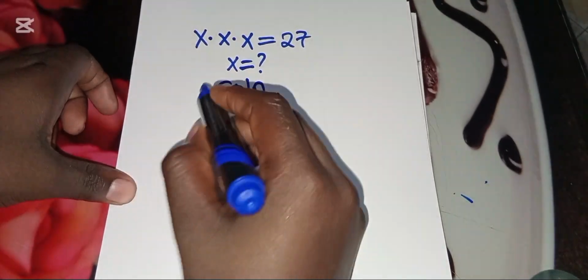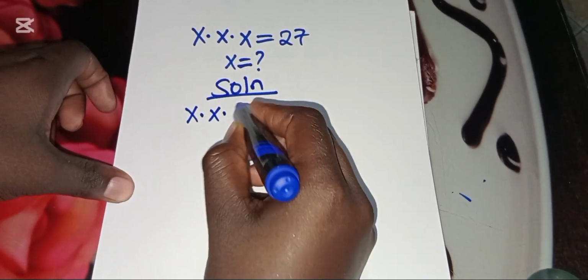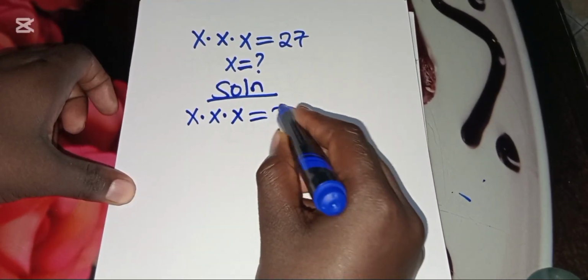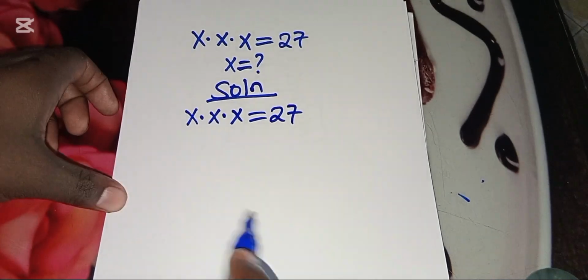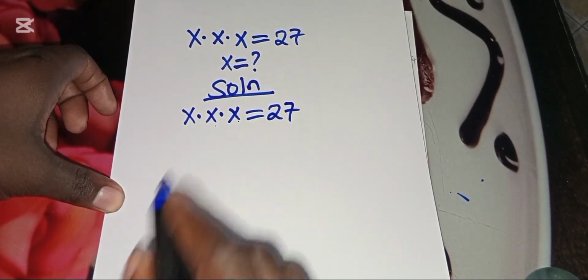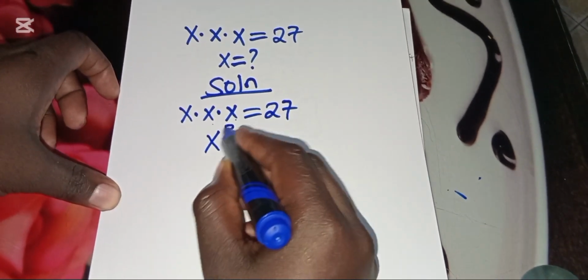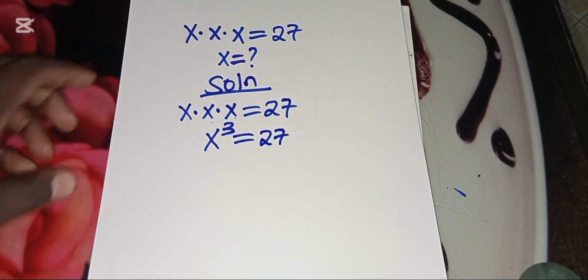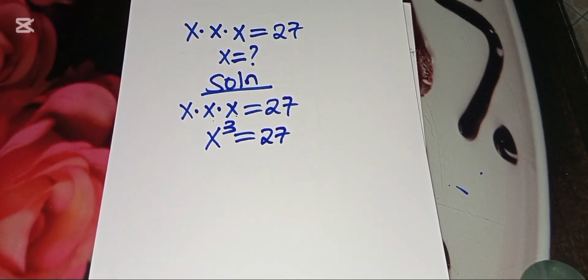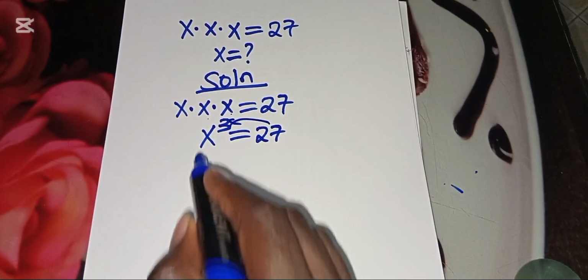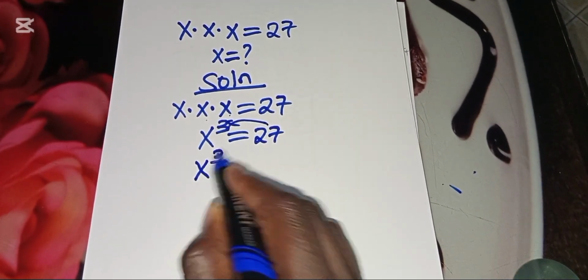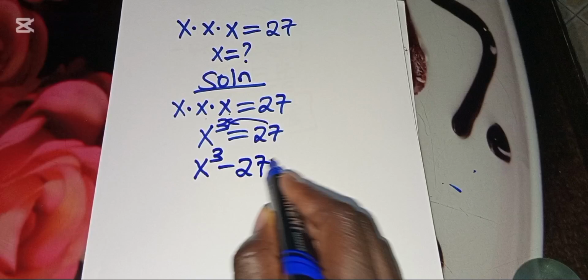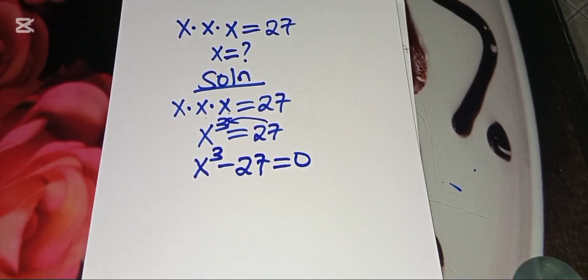So we have x multiplied by x multiplied by x, which is equal to 27. So x times x times x is x cubed, and this is equal to 27. Now if you take 27 to the left hand side, I'm going to have x cubed subtract 27, which is equal to 0.